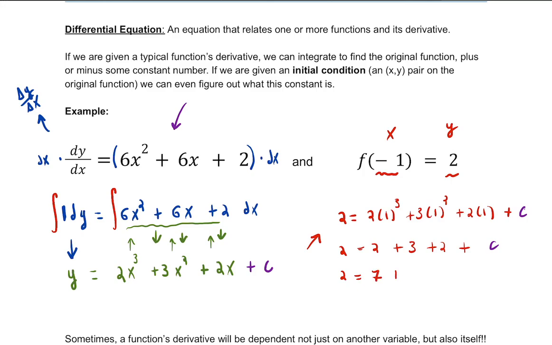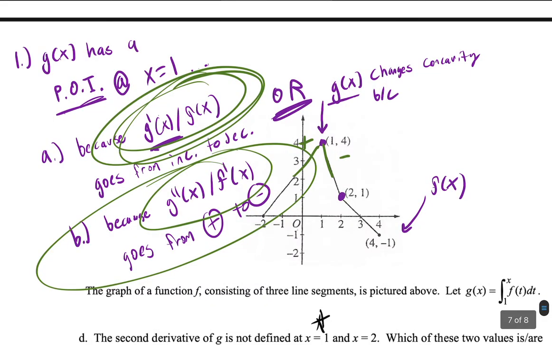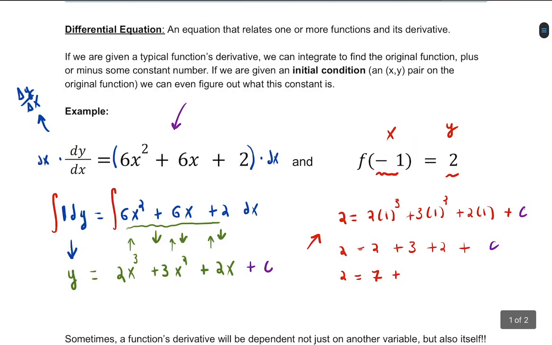We'd have 7 plus c. So, of course, c in that example is -5, right? C is equal to -5. And so our final answer here, with c and everything, what I'd box as the final answer, is y equals 2x cubed plus 3x squared plus 2x minus 5.